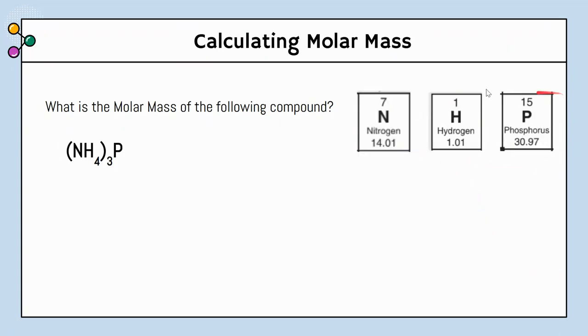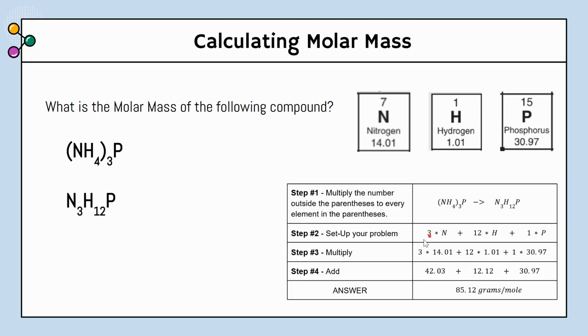First, we'll get N, H, and P from our periodic table. Next, we'll multiply 3 times 1 N is 3 N's, 3 times 4 H's is 12 H's, and P is left alone. It's not in the parentheses. From there, we'll set up our problem. 3 times N plus 12 times H plus 1 times P. Plug in the masses from the periodic table, multiply, and then add them up to get 85.12 grams per mole. And that is your final answer.